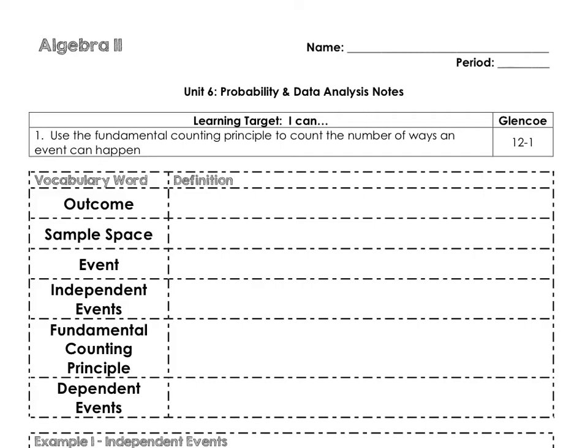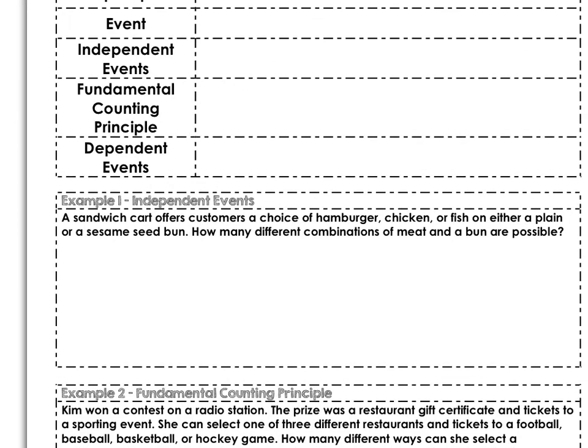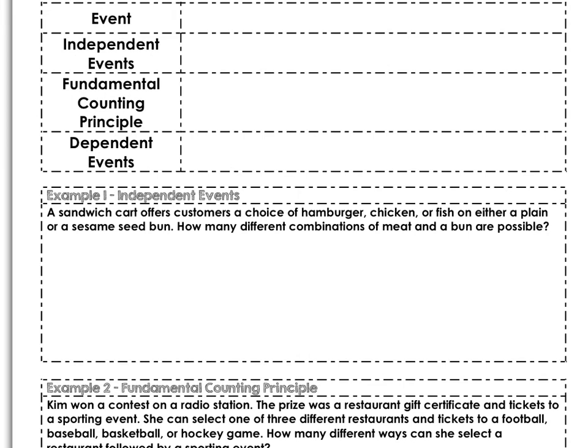All right, so we're now going to take a look at the fundamental counting principle. The very first example actually does not explicitly use the fundamental counting principle, it just kind of reviews the concept of a tree diagram. So we have the sandwich cart, and they offer you the choice of hamburger, chicken, or fish.